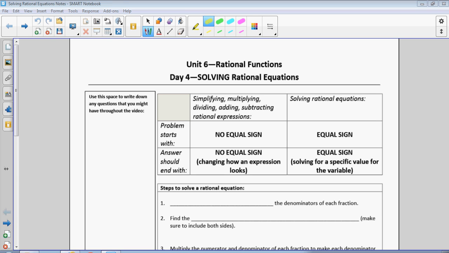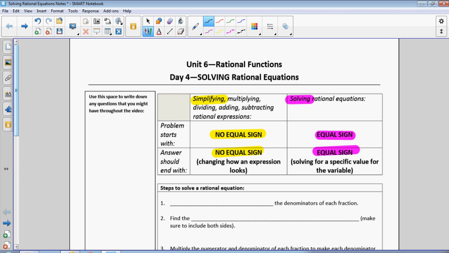Okay, so this is Unit 6, Day 4, and today we are solving rational equations. The difference between today and the first 3 days is that in the first 3 days we were simplifying rational functions, and we could tell we were simplifying because there was no equal sign and our answer had no equal sign. Today we'll be solving rational equations. We can see that we're solving because the problem has an equal sign and our answer also has an equal sign.